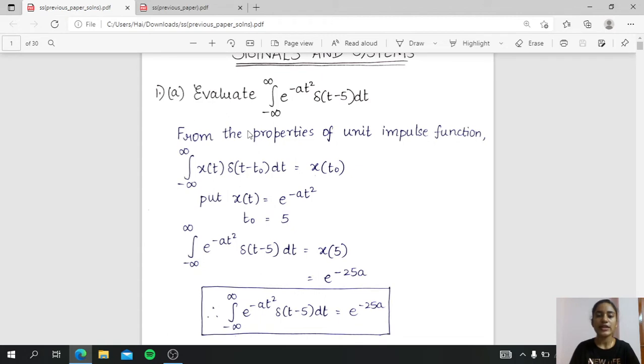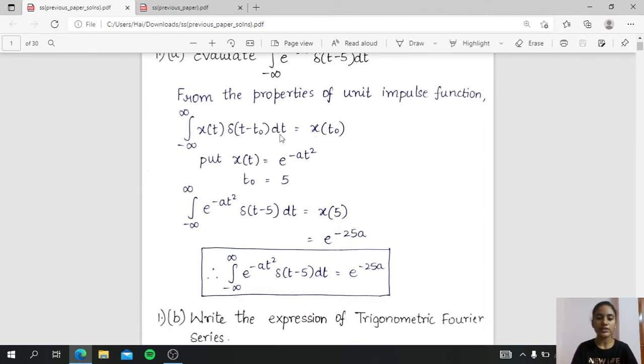So the first question is evaluate the integral from minus infinity to infinity of e power minus 8t square, delta of t minus 5, dt. So this is your impulse function. From the properties of the unit impulse function, we have the integral from minus infinity to infinity of x of t delta of t minus t naught dt is equal to x of t naught. So in this equation, put x of t is equal to e power minus 8t square and t naught is equal to 5. On substitution, we'll get x of 5, but your x of t is equal to e power minus 8t square. So put t is equal to 5 and you'll get e power minus a into 5 square, which is equal to e power minus 25a, which is the required answer.